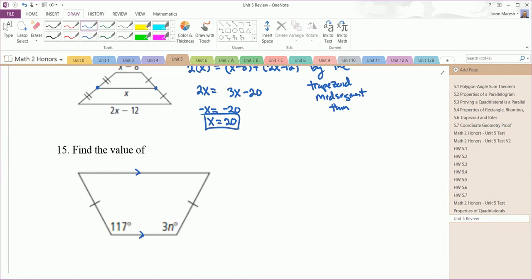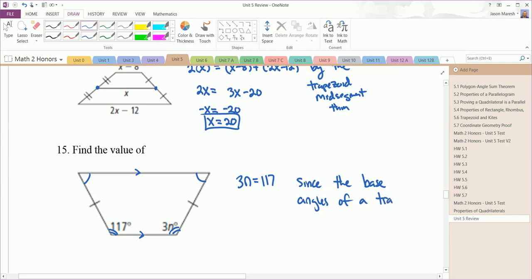What we know about isosceles trapezoids is that the base angles are congruent. So both of these angles are congruent to each other. Also, both of these angles are congruent. And so we can say that 3n is equal to 117, since the base angles of a trapezoid are congruent. And dividing by 3, we get n is 39.